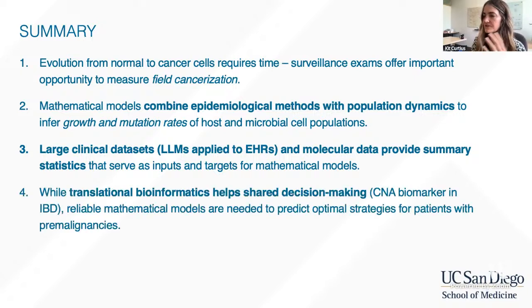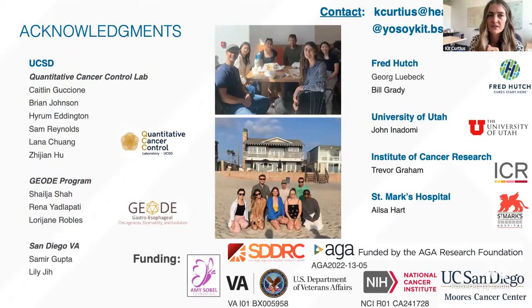And although translational bioinformatics helps shared decision making, I didn't talk about this copy number alteration biomarker that we published this year in IBD. These reliable mathematical models are needed to predict these optimal strategies. So biomarkers are only going to go so far by themselves. You need a model to actually predict what the outcomes are in patients. Okay, with that, I think I'm just going to wrap up.